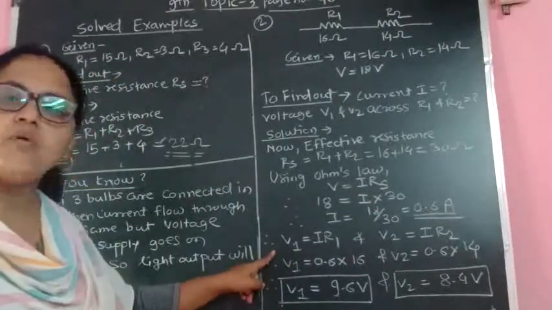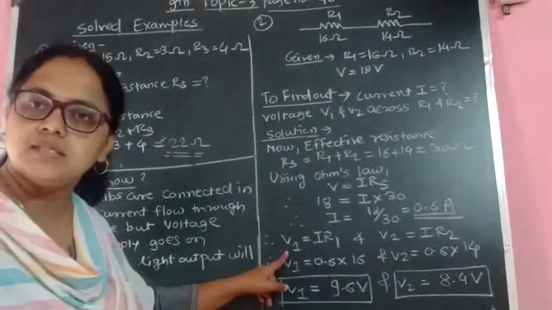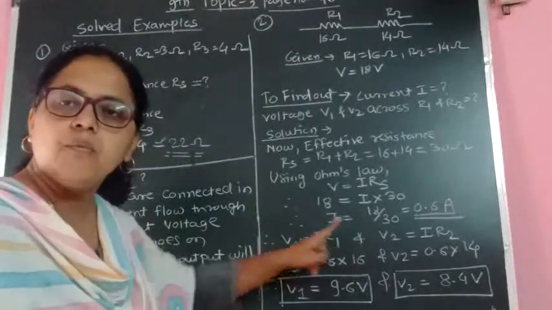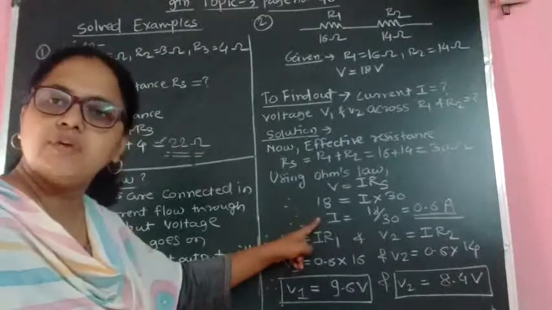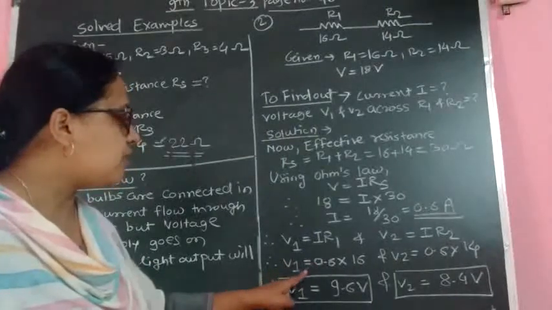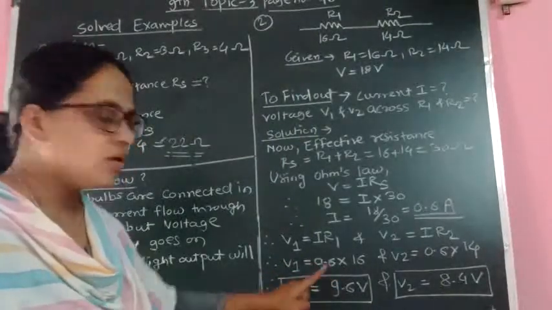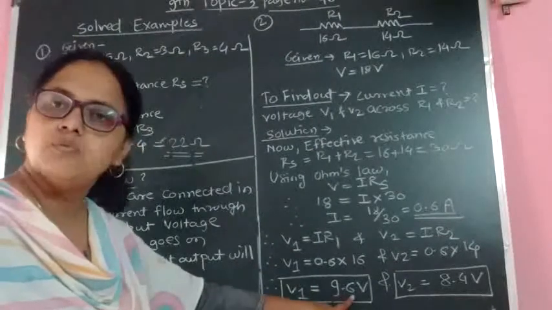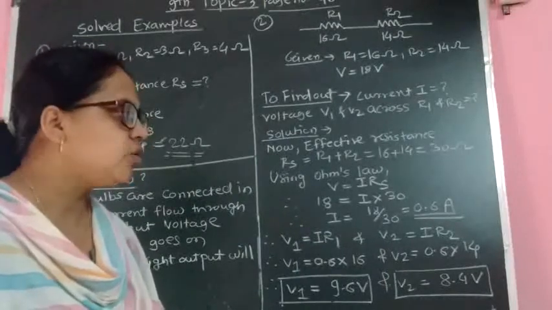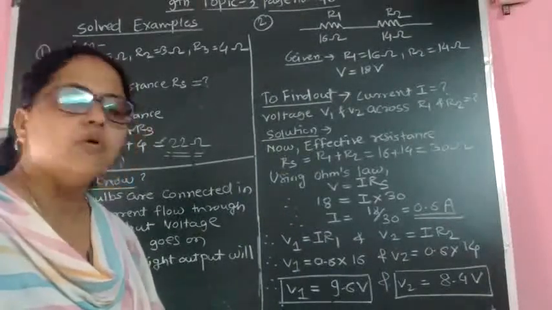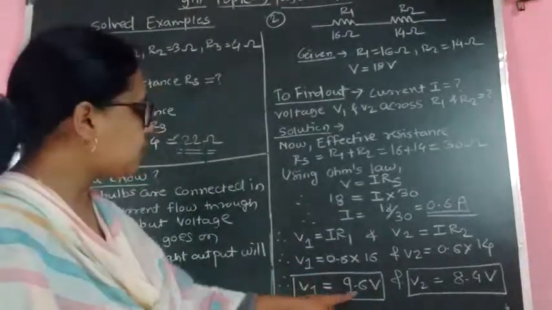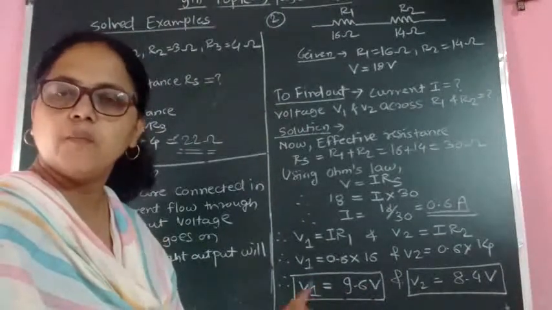Now next we have to find out the voltage across each resistance. So V1 is equal to I R1 and V2 is equal to I R2. Put all the values. Now we have the value of current. Put that value of current in the next equation. So V1 is equal to 0.6 into 16. So we will get V1 is equal to 9.6 volt. And V2 is equal to I R2. V2 is equal to 0.6 into 14. V2 is equal to 8.4 volt. Volt is the unit; this V is the unit of voltage or potential difference.